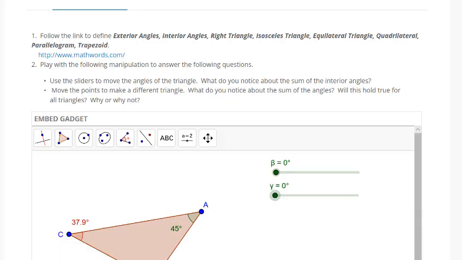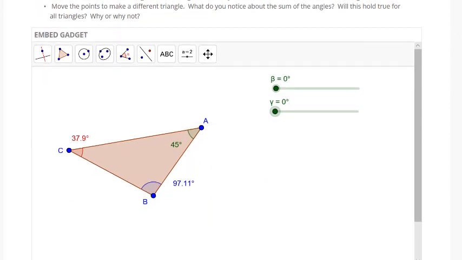If I click on it, it brings me here. Okay, and we're just going to run through it really quick. You can read through it if you want. You could play with it. This is just a GeoGebra thing that I put together.